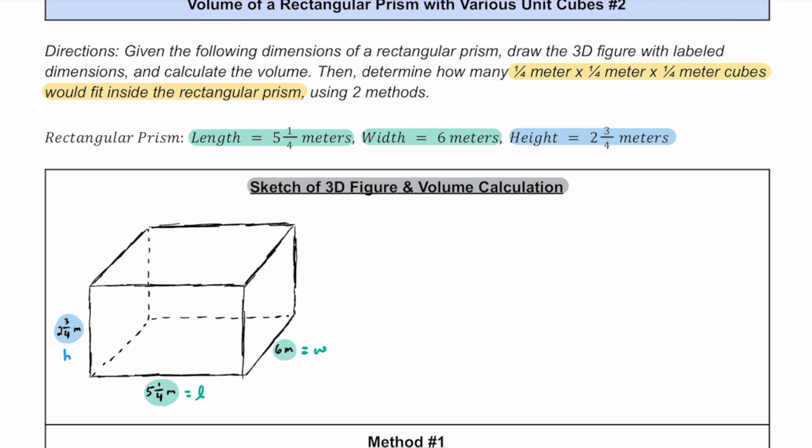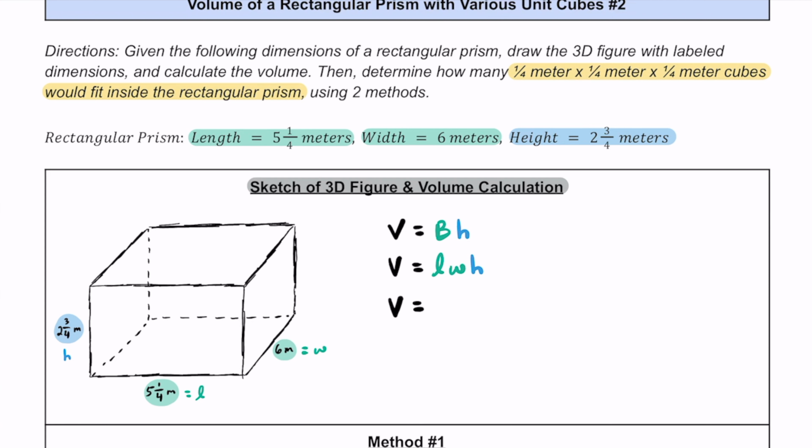Now what's our formula for volume? For volume of rectangular prisms, or prisms in general, that's going to be the area of the base, capital B, multiplied by the height. In this particular case we have rectangular prisms, so the base is going to be calculated by multiplying the length and width together, then multiplying by the height.